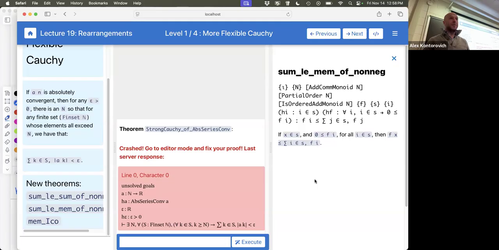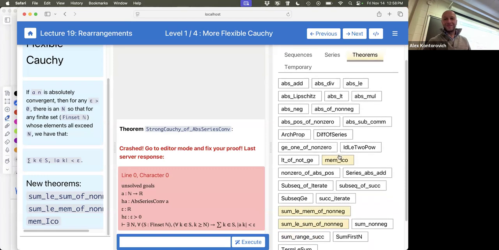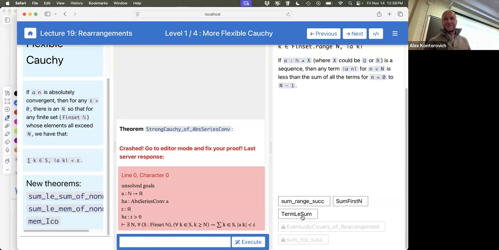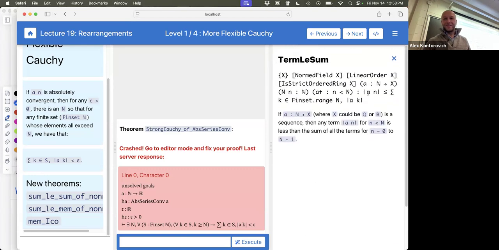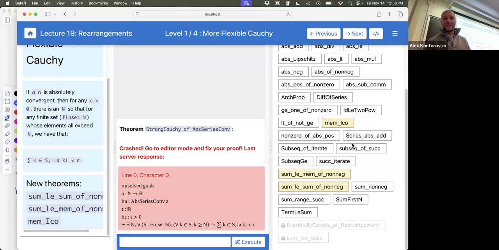Sum LE sum. Term LE sum. Do we already have this theorem? I think terminally sum is just like a weak version, and it's only from like 0 to 10. Oh. Yeah, this is very good. This is from 0 to m. So now we don't need term LE sum anymore. We have a better version of it.